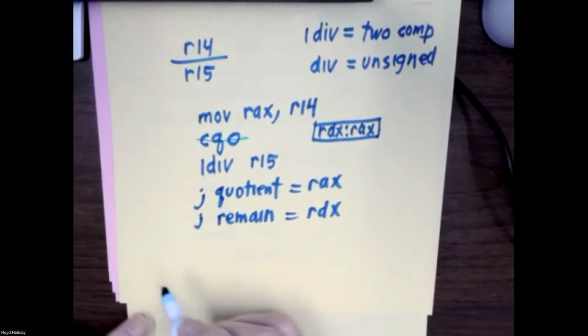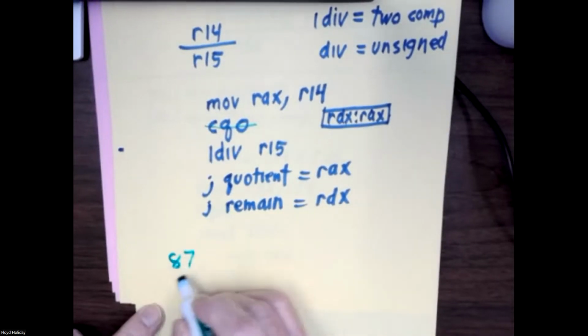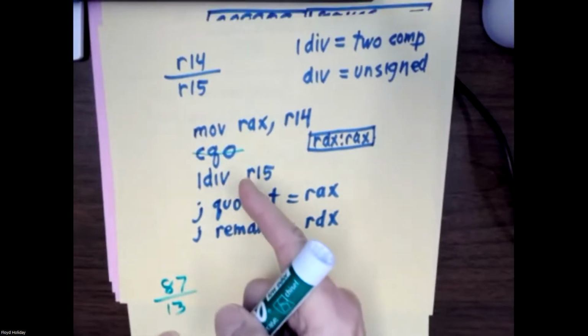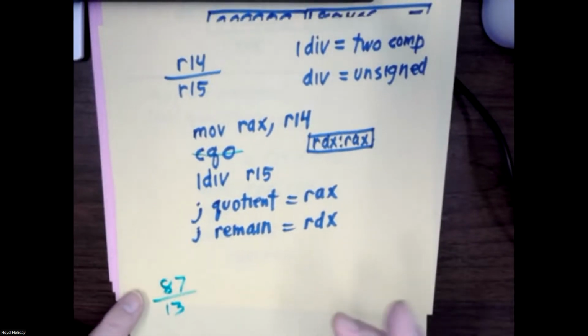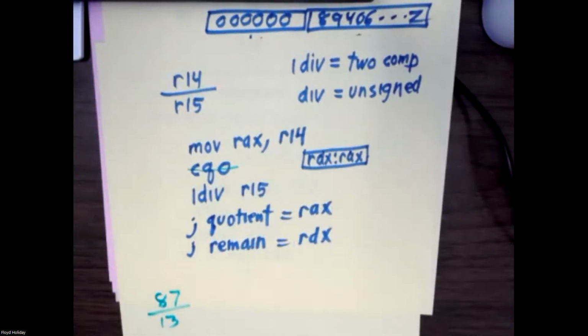So suppose I just do dividing some small number, 87 divided by 13. If I didn't do the CQO, I get a horribly bad answer. It's just in the millions or something. And yeah, it's a debug problem. What's missing is this guy in the middle. Okay, that's how it works.